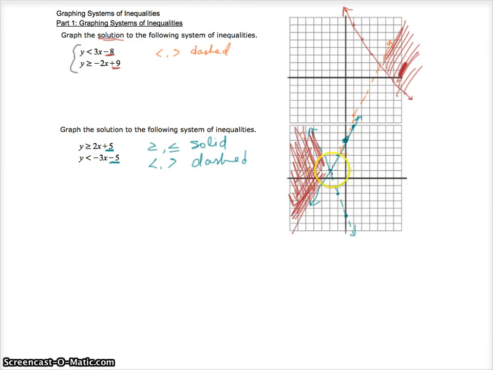Because it's greater, the values are going to be greater than 5, and down here they're going to be less than 5. So just remember to shade correctly, graph your lines, then put the correct dotted or solid line, and then shade according to the greater than or less than symbol.